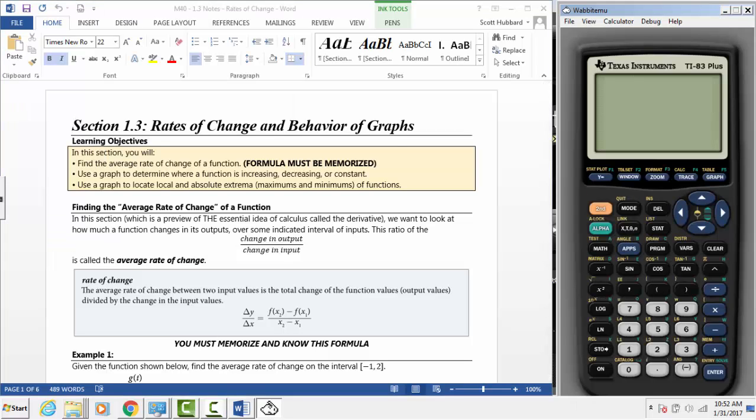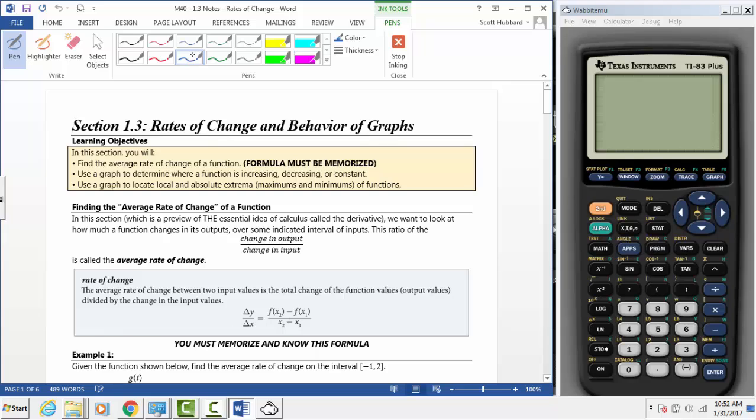Okay, hi class. So right now we're going to be doing 1.3, which introduces a new concept called rates of change. And so let's go ahead and get started. Now the rate of change of a function, you've probably seen it before with lines. So lines, their rate of change is always the same. So we call that the slope.